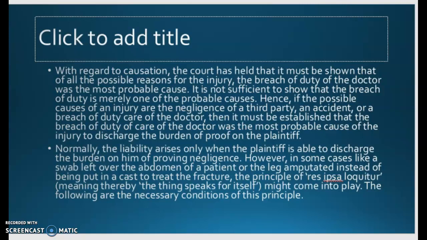Normally, when we talk about this, the liability arises only when the plaintiff is able to discharge the burden on him of proving negligence. However, in some cases like a swab left over in the abdomen of a patient or a leg amputated instead of being put in a cast to treat the fracture, the principle of res ipsa loquitur will be applicable.